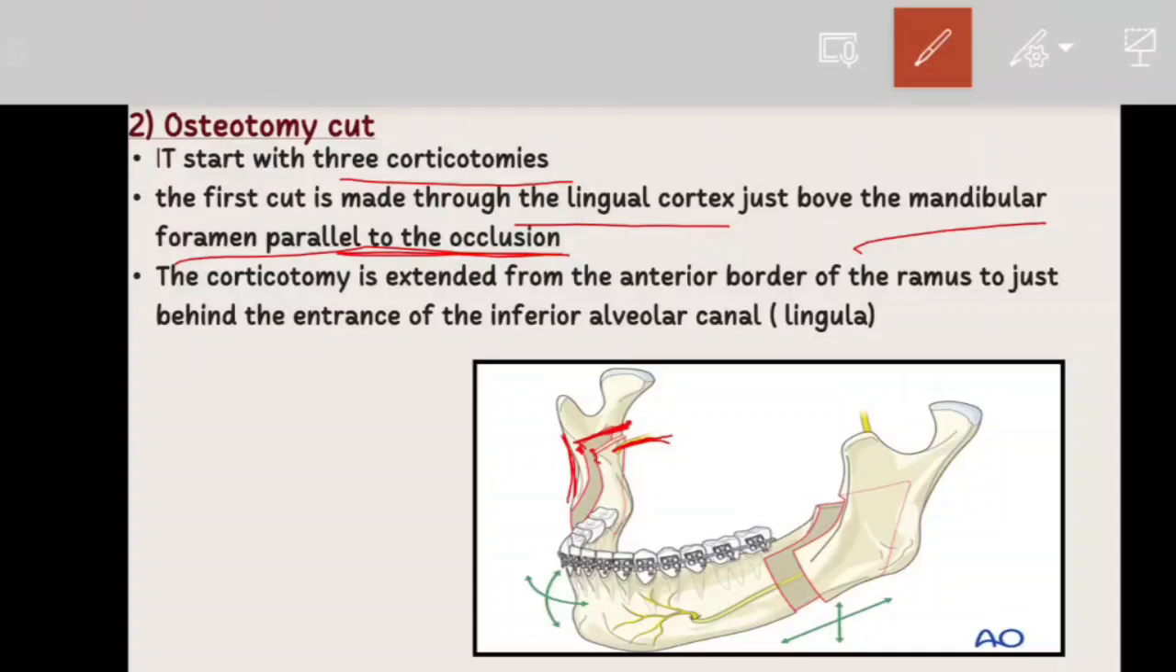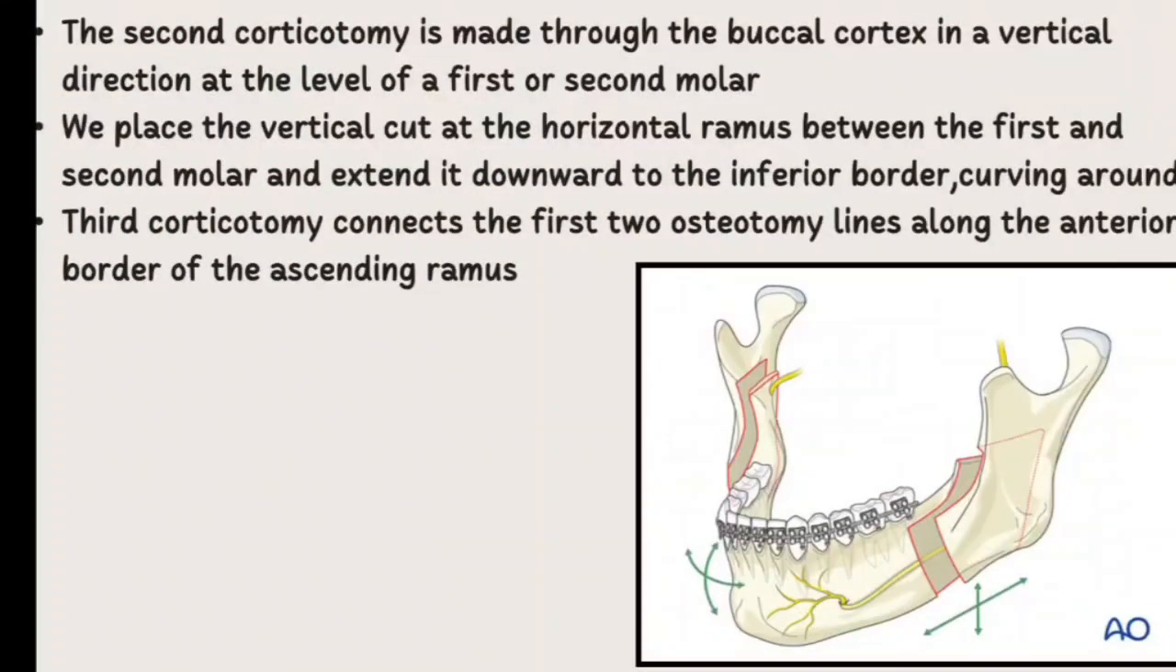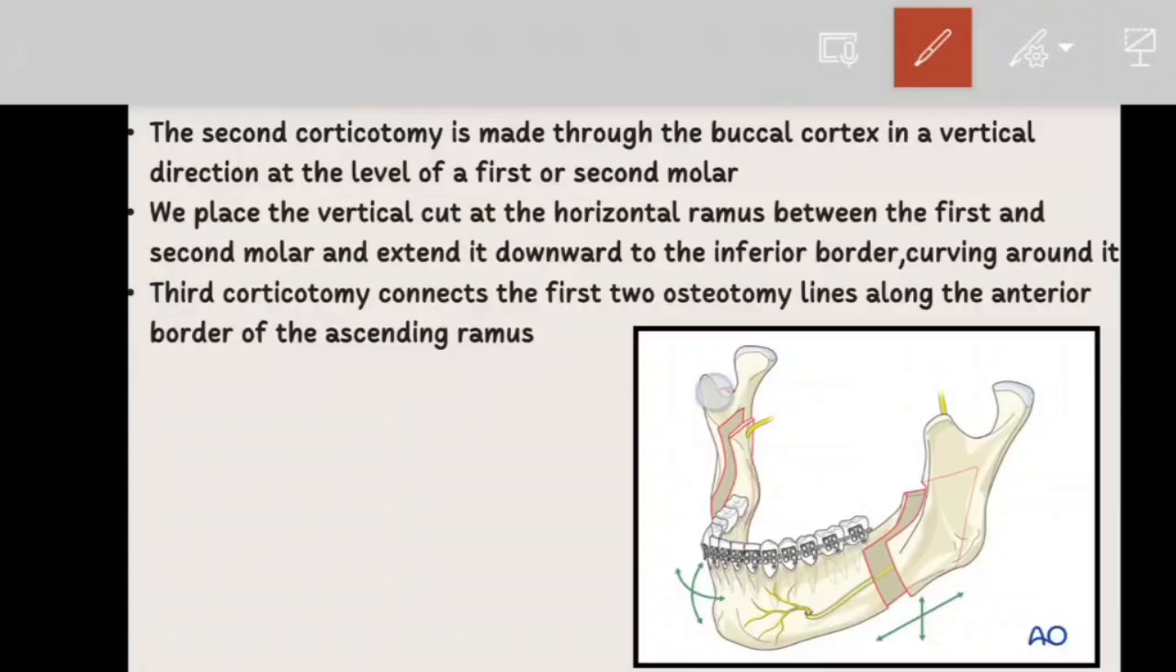Now the second cut. This one is the first cut. The second corticotomy is made on the buccal cortex in a vertical direction at the level of the first or the second molar. The cut extends downward up to the inferior border of the mandible and curves through it. The vertical red line seen in the molar region extending to the lower border is the second cut.